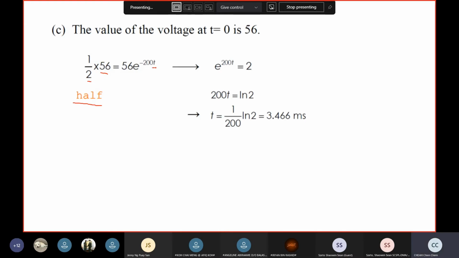So this cancels out. It means e to the power of negative 200t is half. So e to the power of 200t is 2. Taking ln on both sides, you get 200t equal to ln 2. Then t is equal to ln 2 divided by 200. So this involves a few steps.